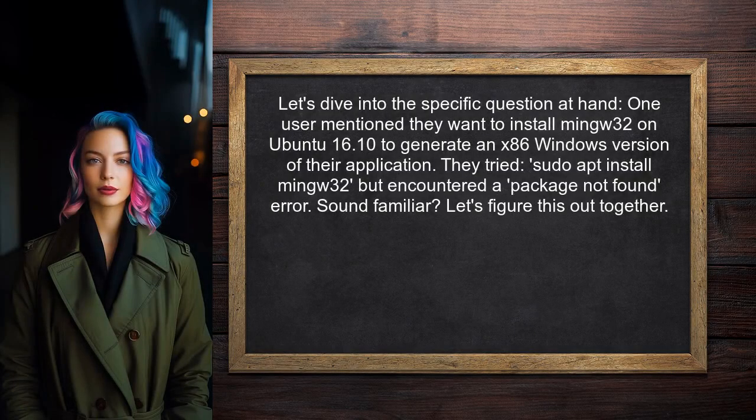Let's dive into the specific question at hand. One user mentioned they want to install MinGW32 on Ubuntu 16.10 to generate an x86 Windows version of their application. They tried using the command sudo apt install mingw32, but encountered a package not found error. Sound familiar? Let's figure this out together.